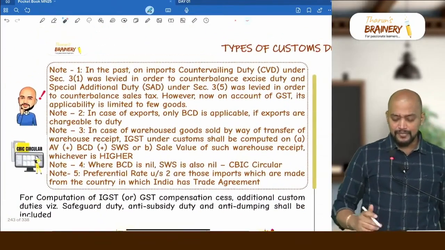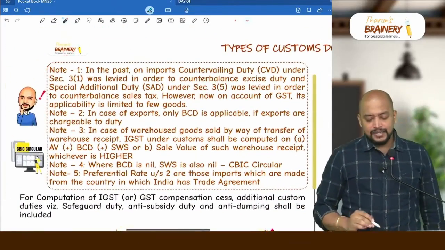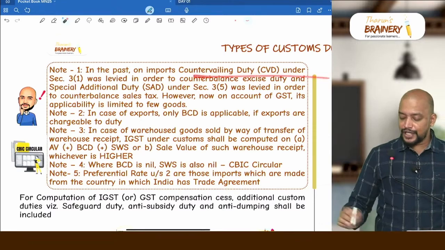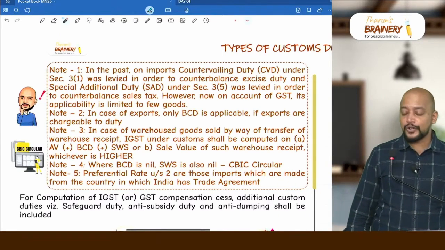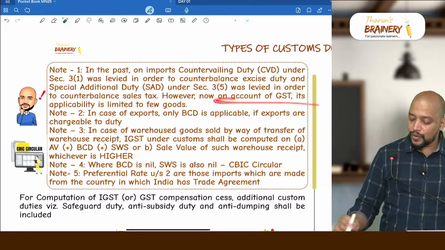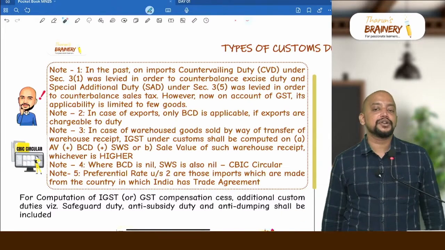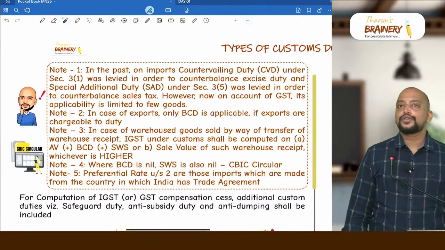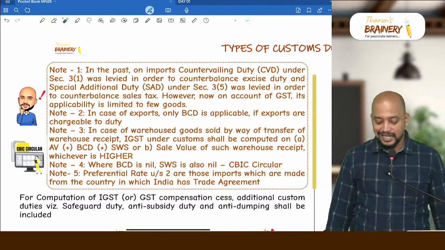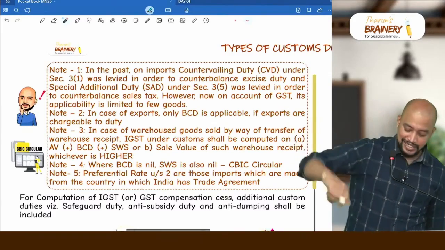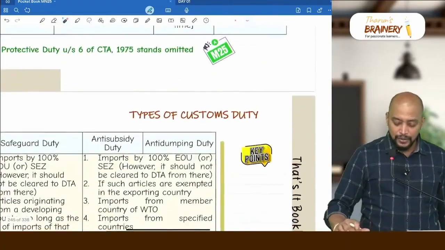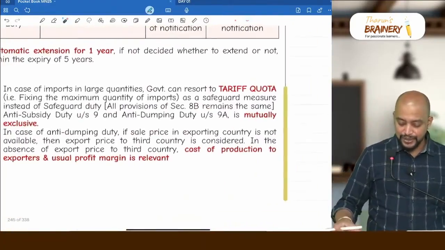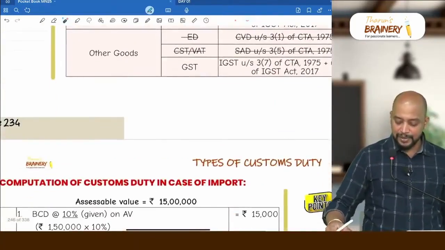Next, see note 1. In the past, on imports, we used to have countervailing duty under 3(1) in order to counterbalance the excise duty, SAD to counterbalance the sales tax. However, now on account of GST, its applicability is limited only to few goods. And what are those few goods on which this CVD and SAD will be even applicable? Today it is applicable. For that, we need to understand, what are the goods on which this will be applicable. So you tell me what are the goods on which this will be applicable.